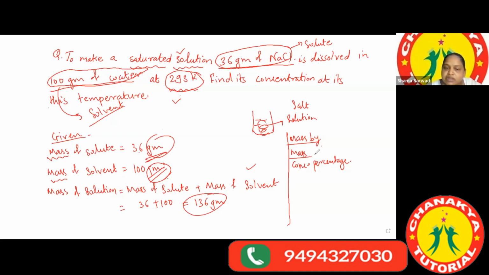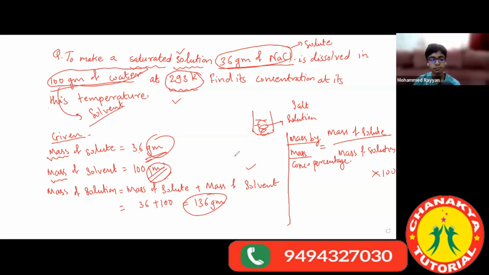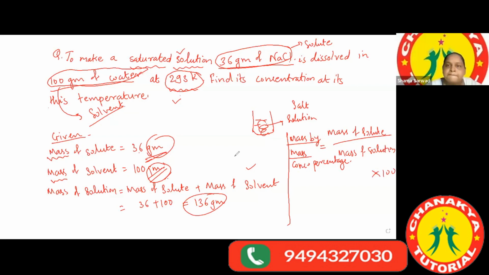Mass by mass concentration percentage is equal to what? Mass of solute upon mass of solution, and that needs to be multiplied with 100. Okay? So how will it be now? Don't forget this word, solution.